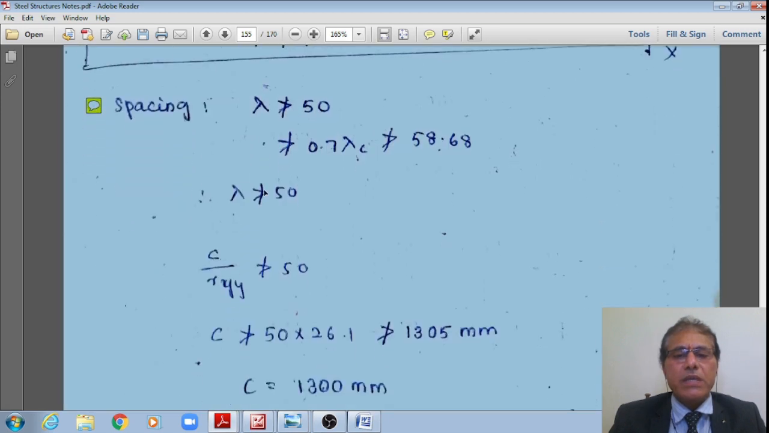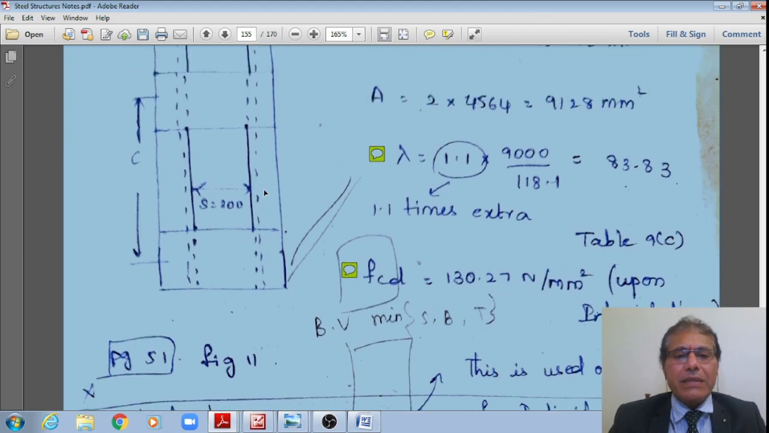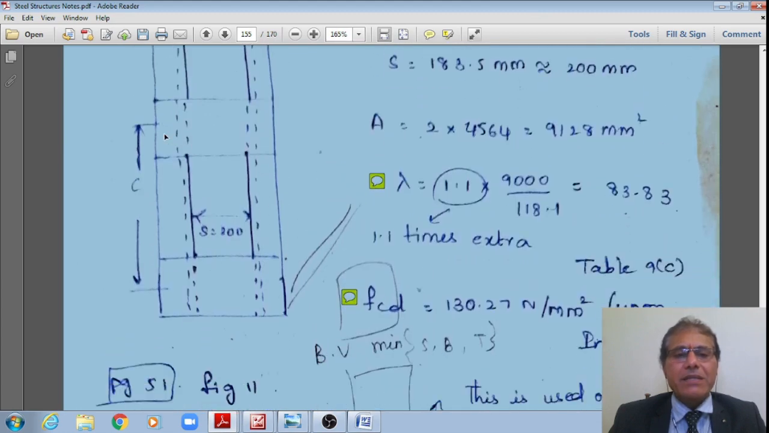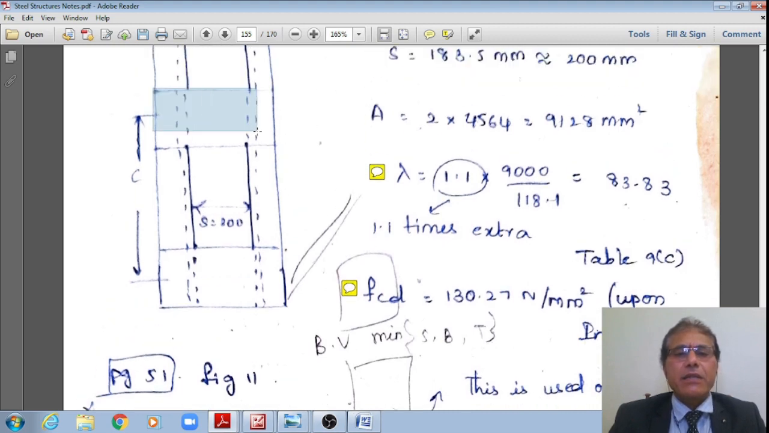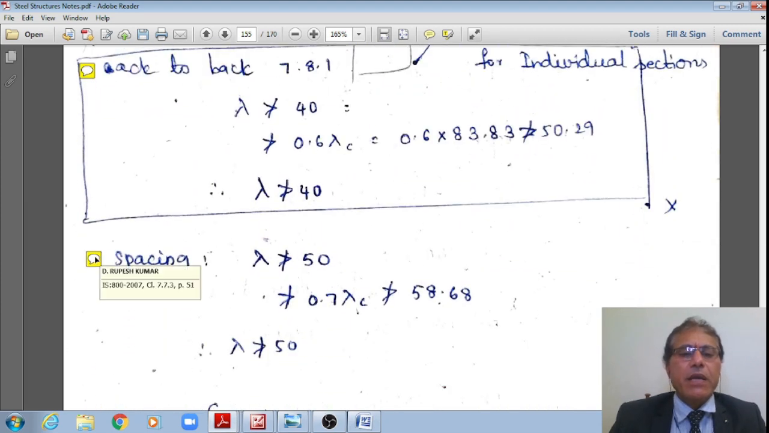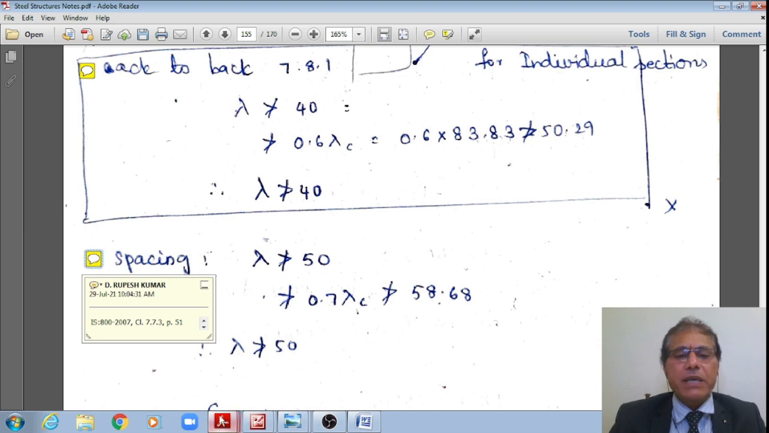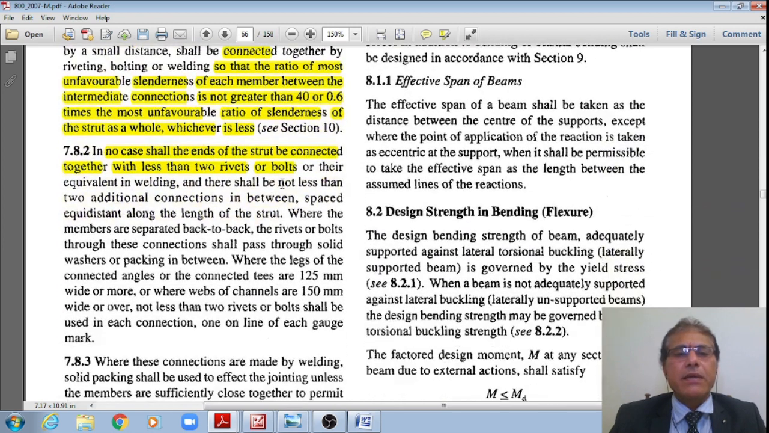Now I will fix the spacing of these battens. Therefore, I want to initiate the design of the battens. The design of the battens is the next subheading. However, these battens should be spaced at a distance of C mm apart. Therefore, what should be the spacing? If I go to clause 7.7.3, page number 51 of IS 800, student.